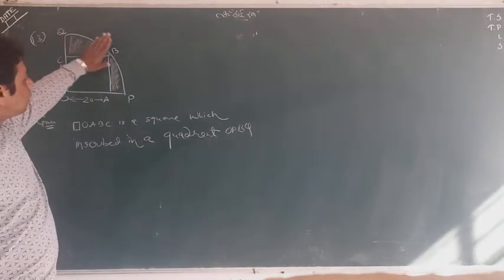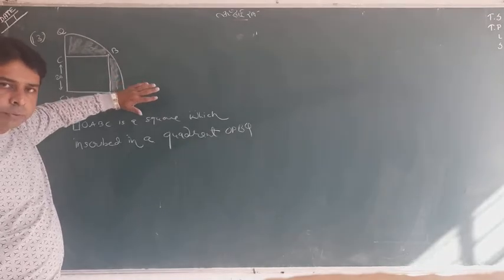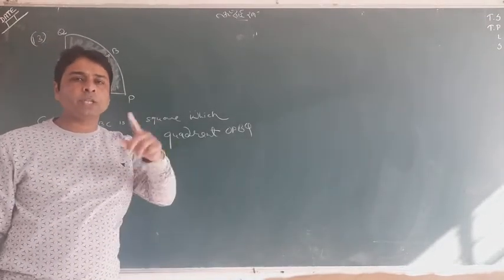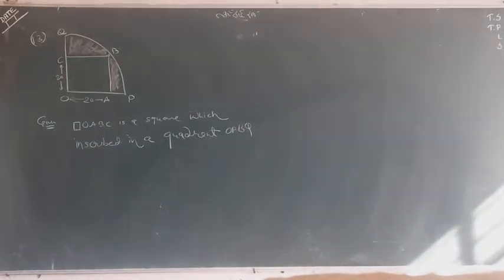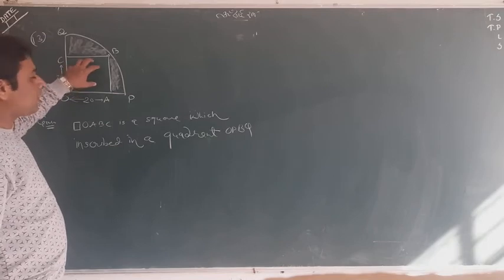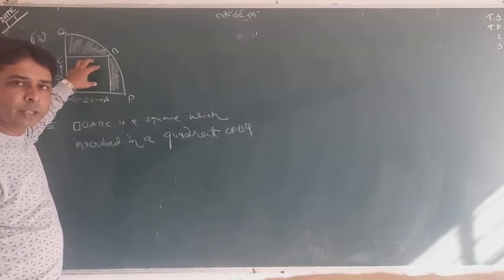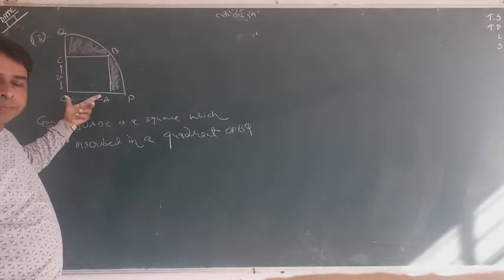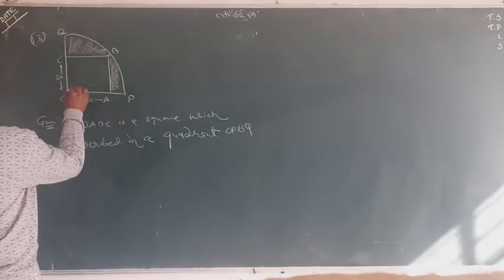We need first the whole quadrant area, for which the formula is very easy, pi r square upon 4. Next, we need the area of the square, which is also very easy. Side into side is the area of the square. The side is also already given.